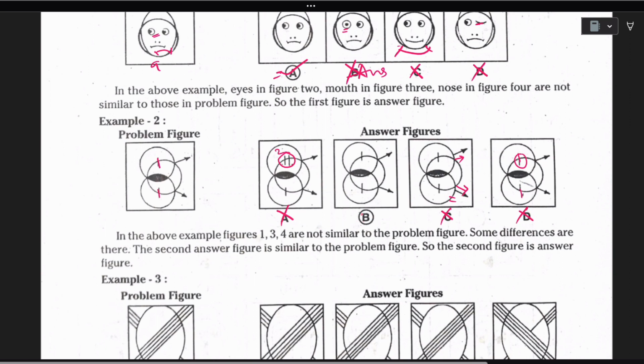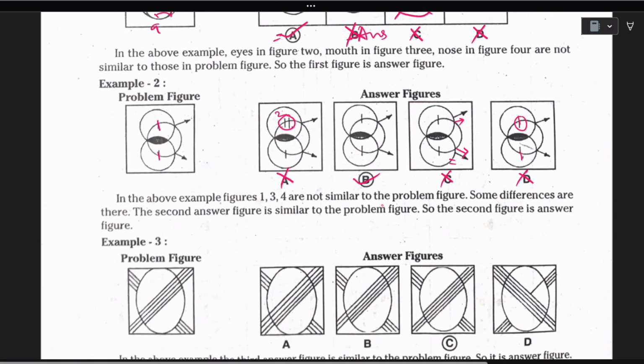Finally we have B. So before selecting B we have to check whether this B is matching with the question or not. So there are 3 circles and the lines are matching. The internal dark shaded part is also matching and the arrows are also matching. So everything is the same. So we will be selecting B as our similar figure.